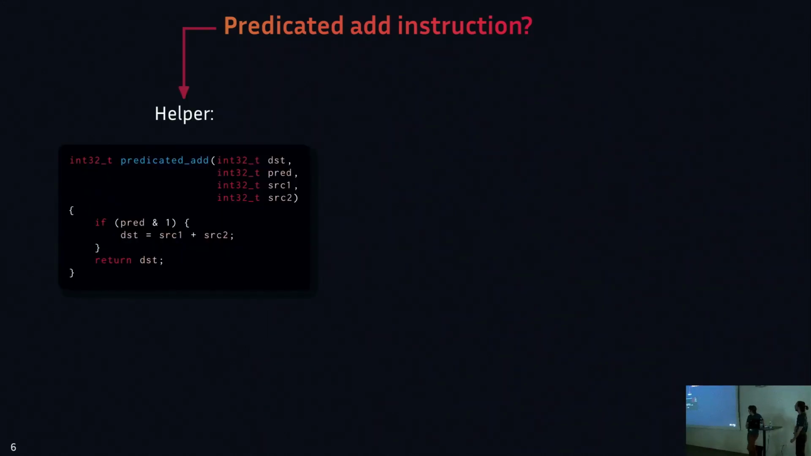If we want to write it as a helper, we will have something like this. We have an argument for the predicate, and two arguments for the operands of the predicated add. At the beginning, we check the predicate, selecting the least significant bit. If it's turned on, we perform the addition. Otherwise, we do nothing, and then we return the result.